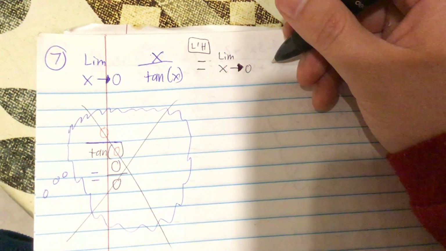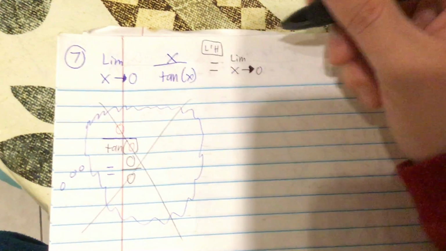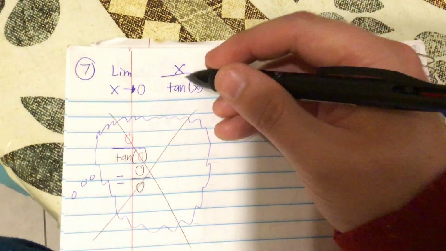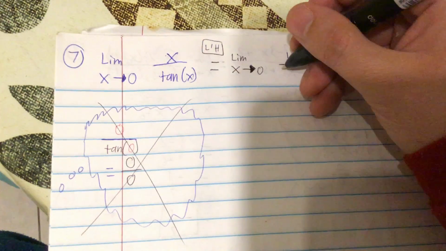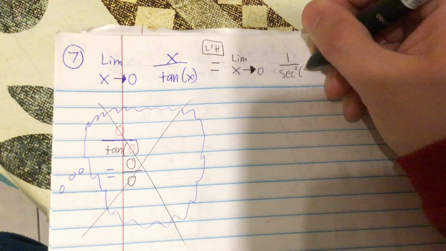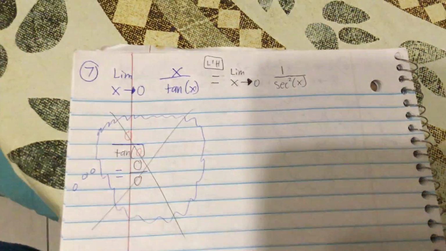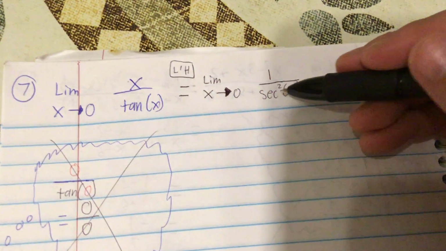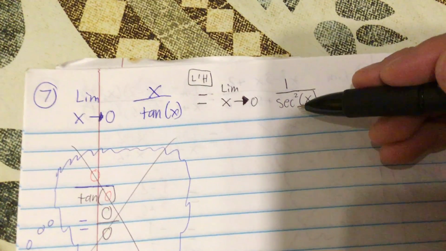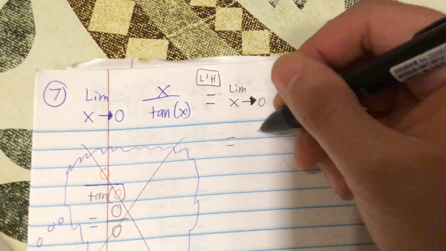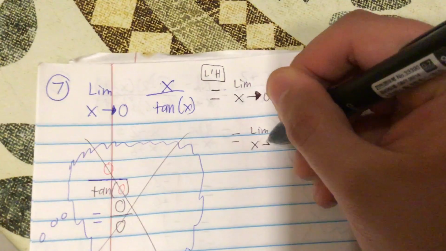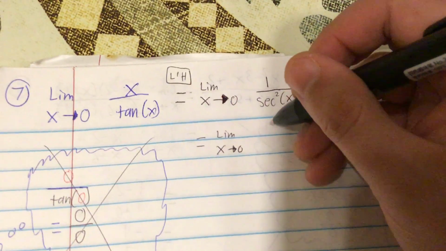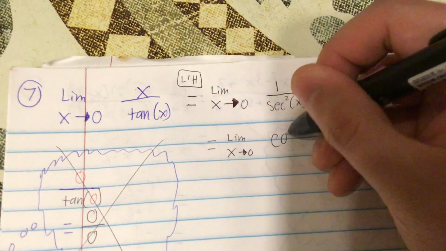The limit as x approaches 0. I'm going to differentiate the top and bottom. The derivative of x with respect to x is 1. And the derivative of tangent of x is secant squared of x. And I just wanted to put this in there just because. So I can rewrite this problem. Go back to your trig proofs. Remember that secant is the reciprocal of cosine. So I'm going to rewrite this problem as the limit as x approaches 0. So this is just 1 over secant squared. Well, why not just write this as cosine squared over 1? Or you know what? Cosine squared of x.